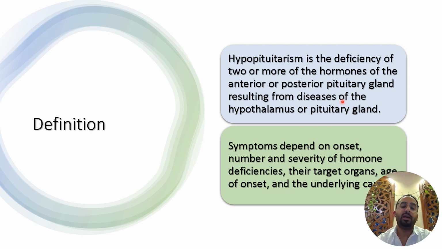And also the underlying cause of hypopituitarism can have its own presentations. For example, if the hypopituitarism is a result of a big pituitary tumor, this big pituitary tumor of course will have its own pressure effects, causing visual field defects like bitemporal hemianopia and headache. And so the underlying cause of hypopituitarism will have its own impact on the presentation of patients with hypopituitarism.